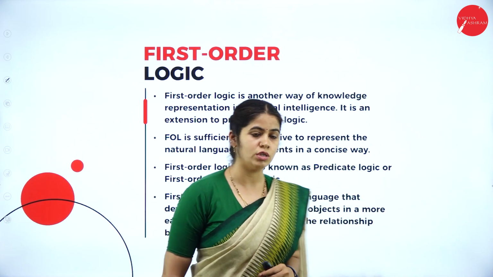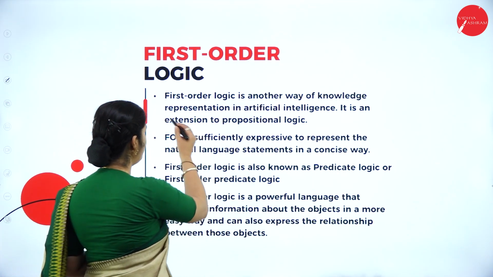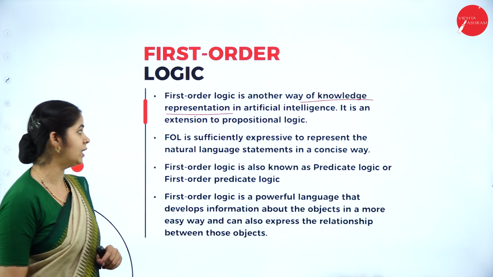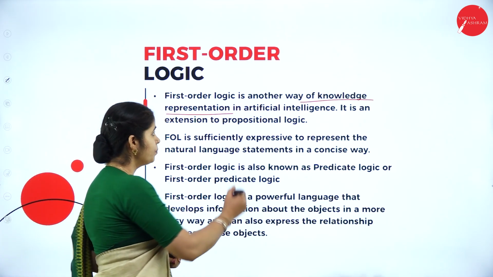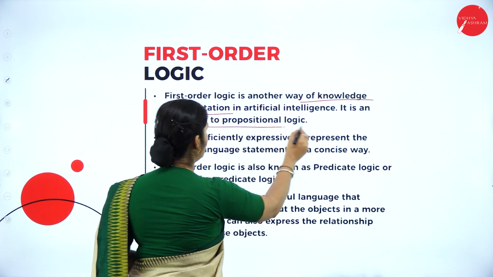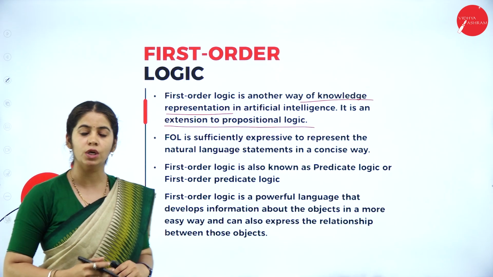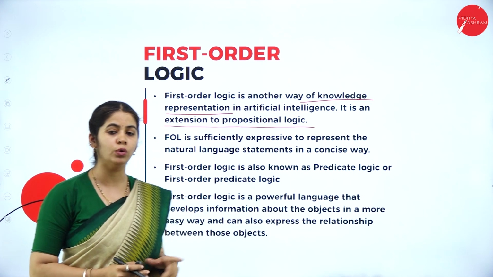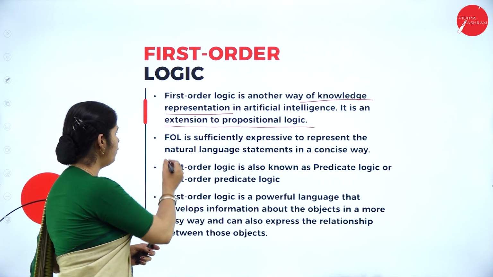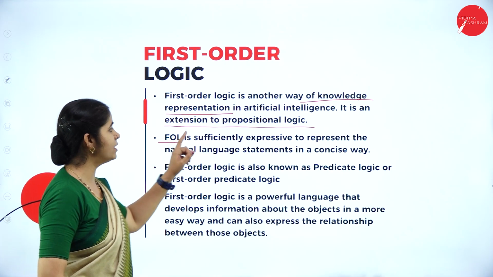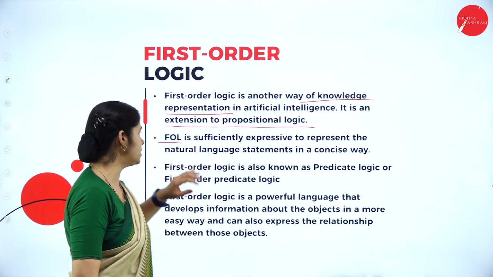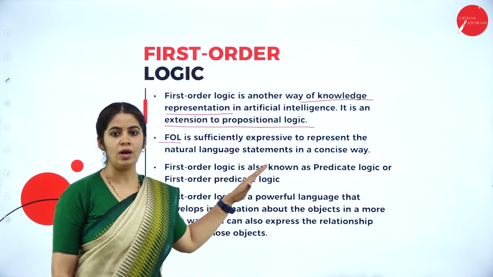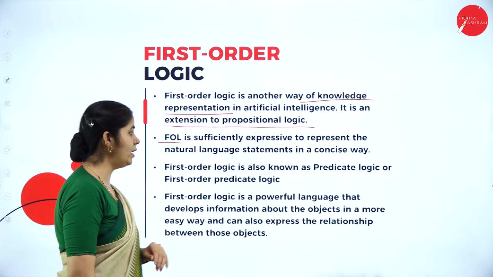What is first order logic? First order logic is another way of knowledge representation. It's a way of representing knowledge for an agent in artificial intelligence. It extends the properties of propositional logic. We are adding some more additional features in first order logic to propositional logic. FOL stands for first order logic, which is sufficiently expressive to represent a natural language statement. We can represent natural language statements using first order logic.